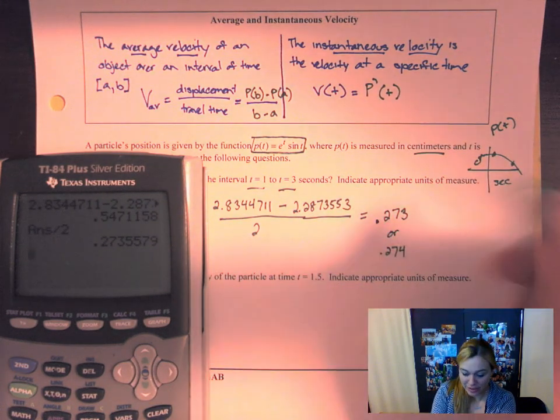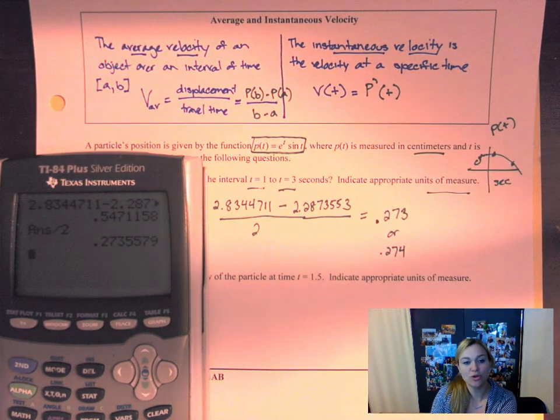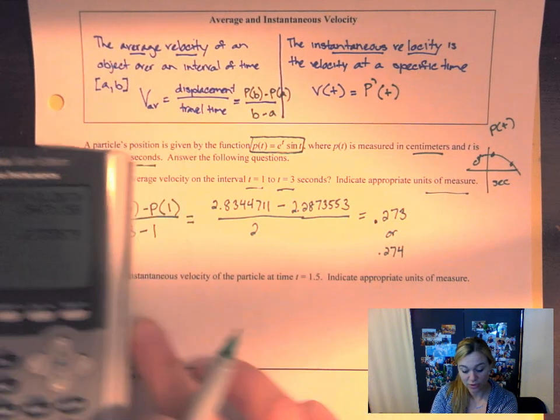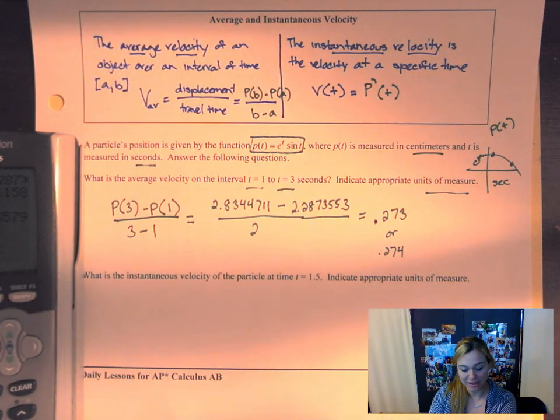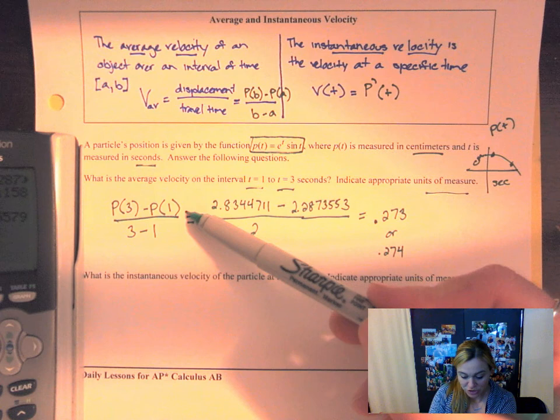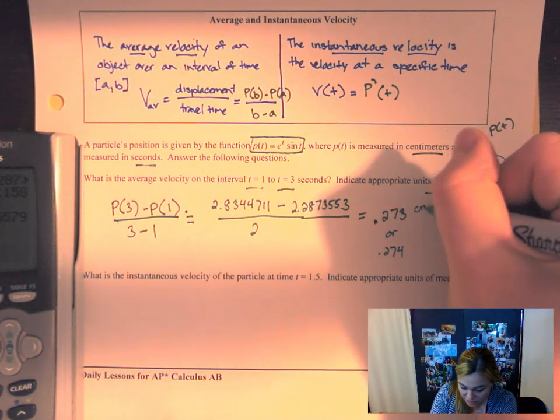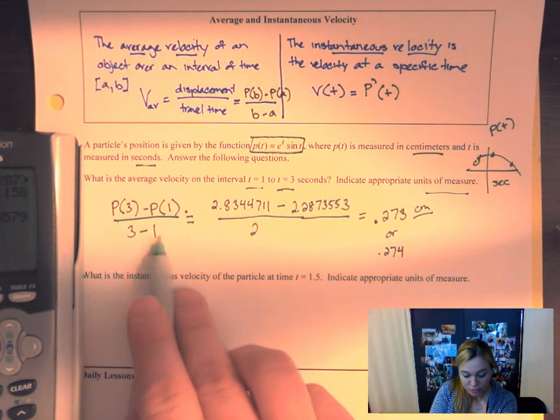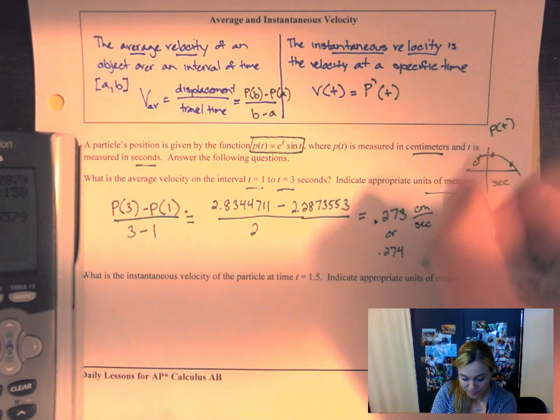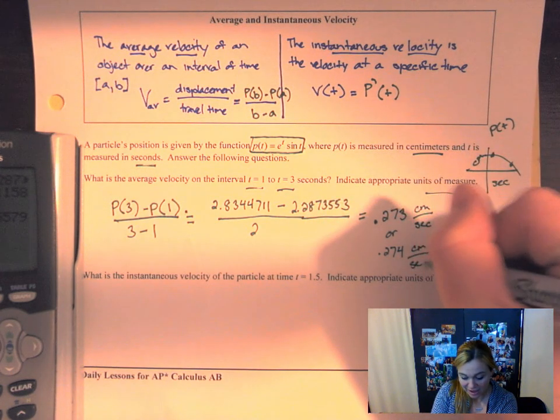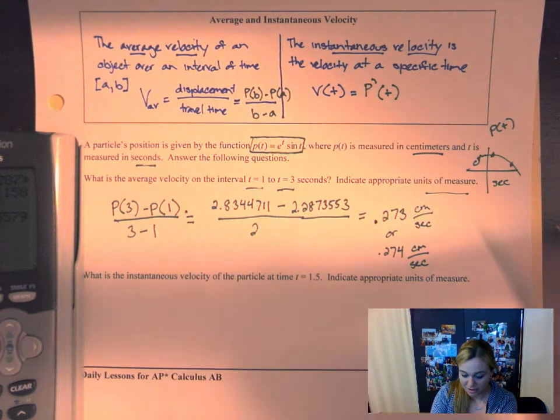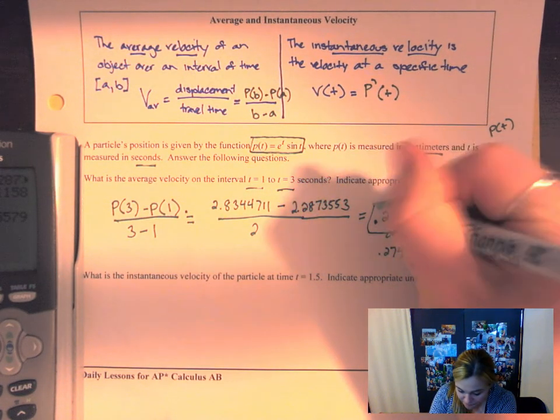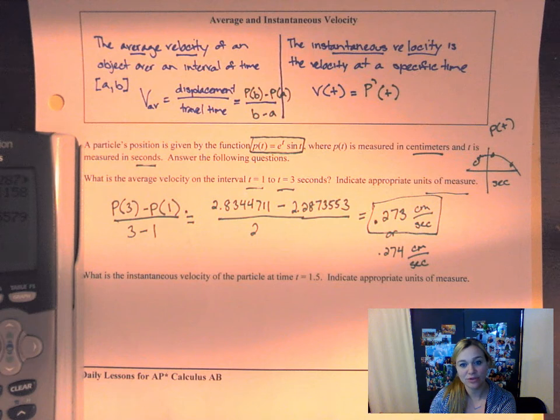But I have to indicate units of measure. And this is where you go back, and this is a good way to check yourself anyway, to make sure that you have the right setup initially. Position was measured in centimeters. This time, 3 minus 1, was my seconds. You do not have to put both of these answers, choose one. My final answer is 0.273 centimeters per second. That's the average velocity from time 1 to time 3.